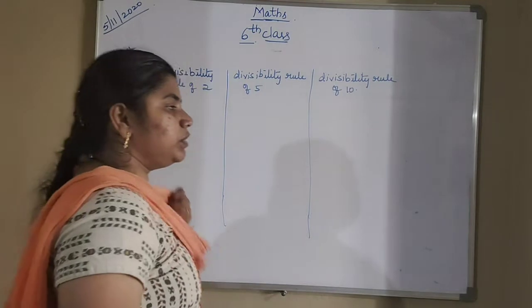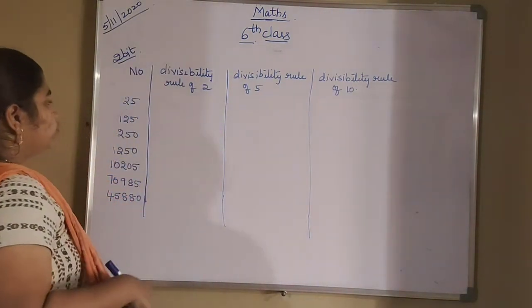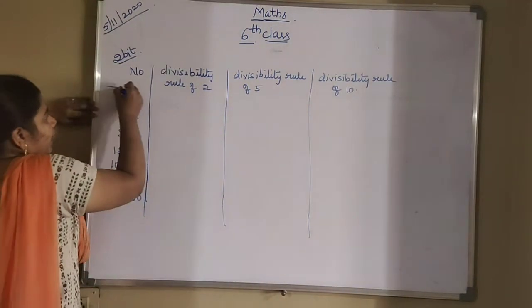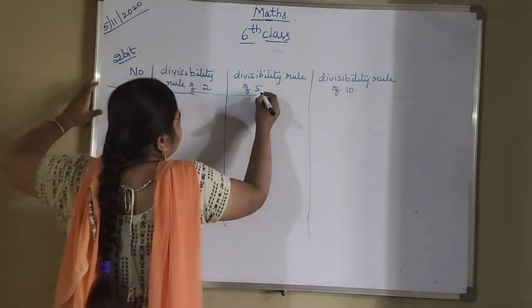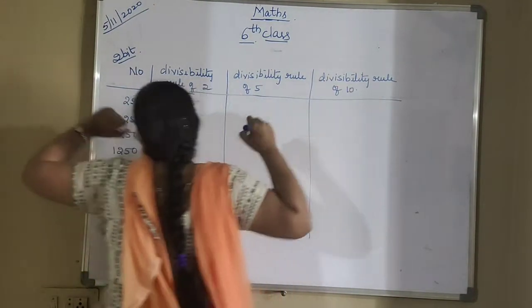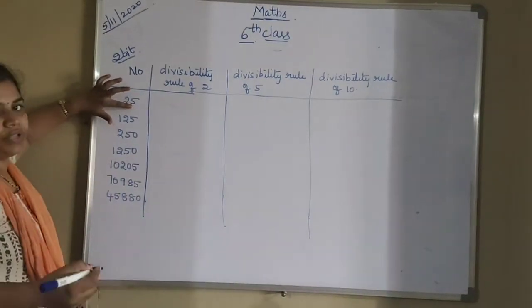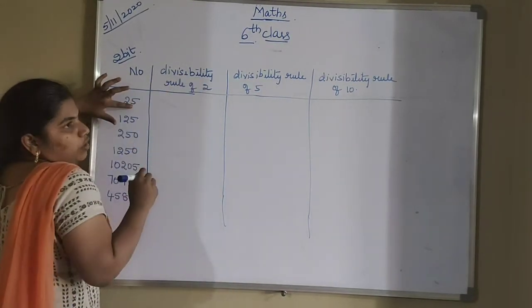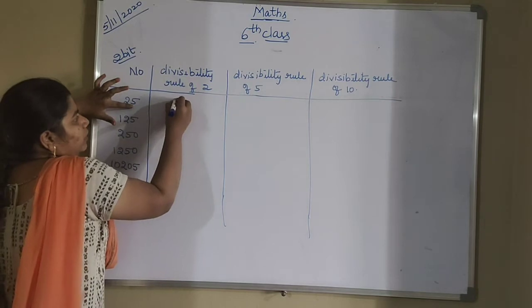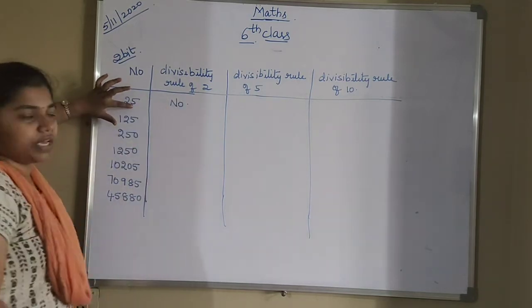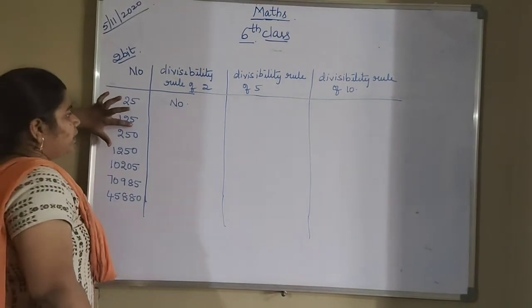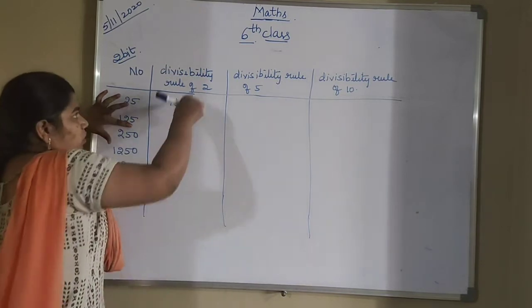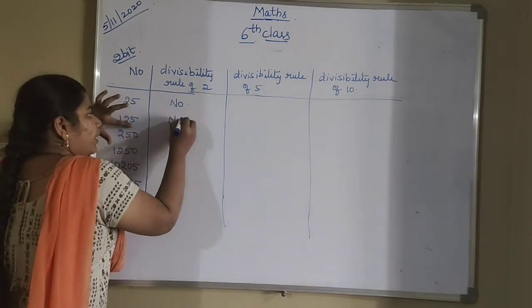So first divisibility rule of 2. So what is divisibility rule of 2? Last digit should be an even number. So if they are even numbers or not we will see. So 5 is not an even number. So it will not satisfy this divisibility rule of 2. So no we will write here. Okay. Next again 5. 5 is an odd number, so it will not be divisible by 2.